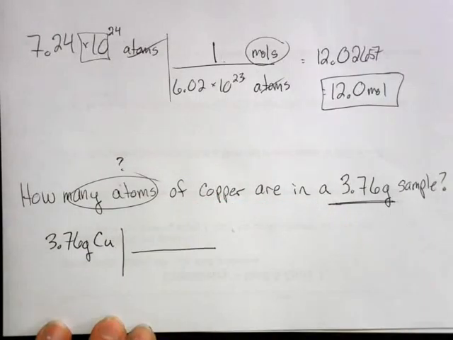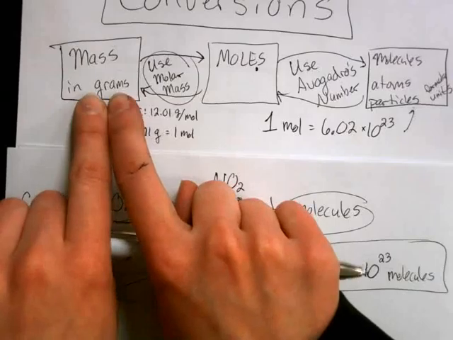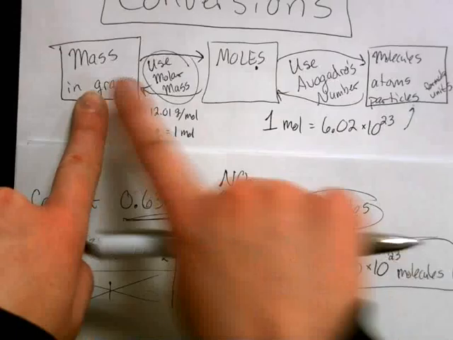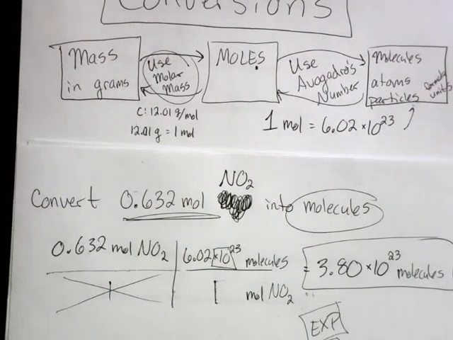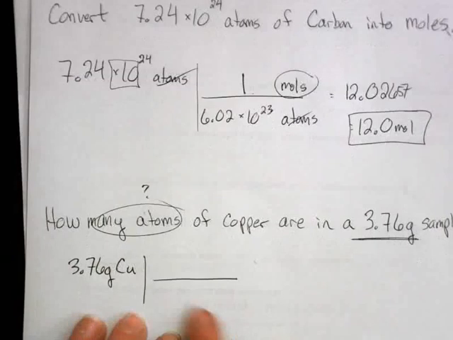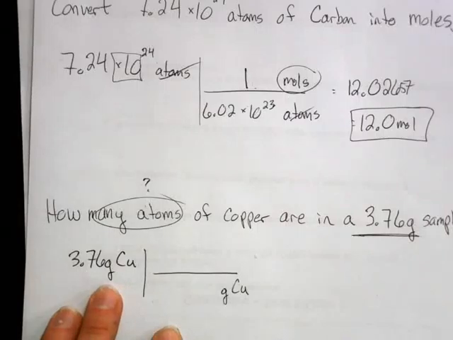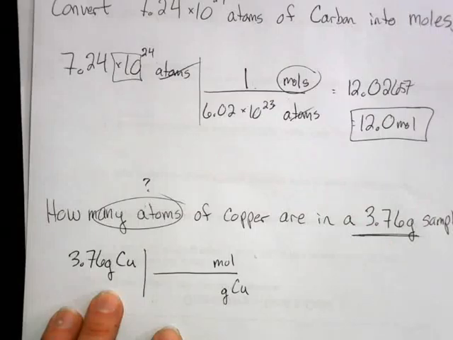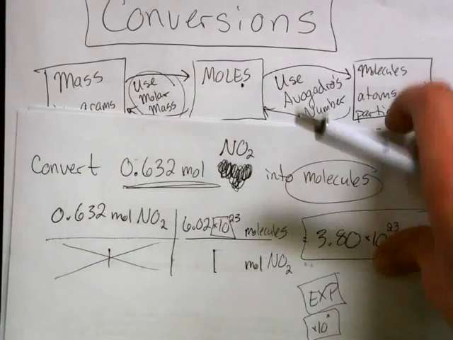So I'm going to have to set up my fence posts so that my grams cancel. But I can only go from grams into moles. I cannot, in one step, go all the way from mass into my atoms, I have to go through moles first. So here, my grams, I'm going to put grams on the bottom so that they cancel, and I can only convert grams into moles. In order to do that, I have to use my molar mass.